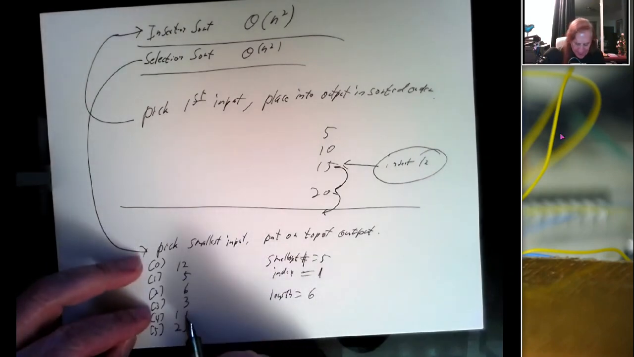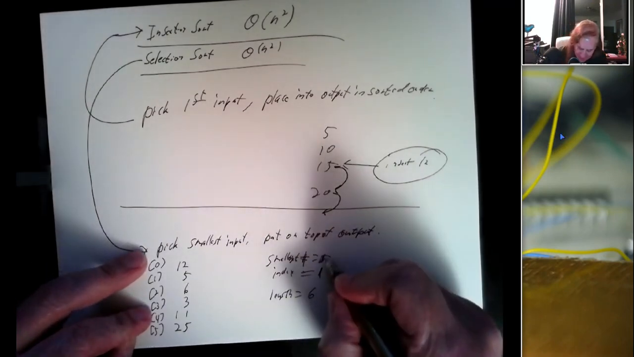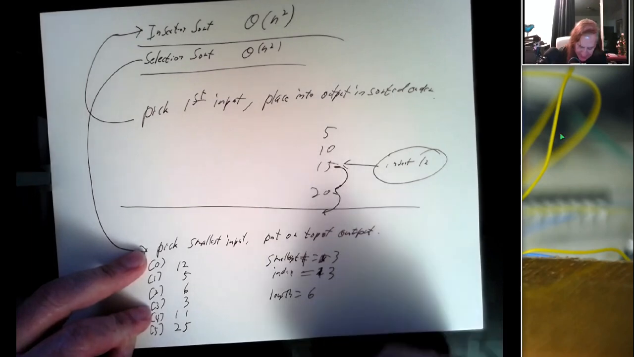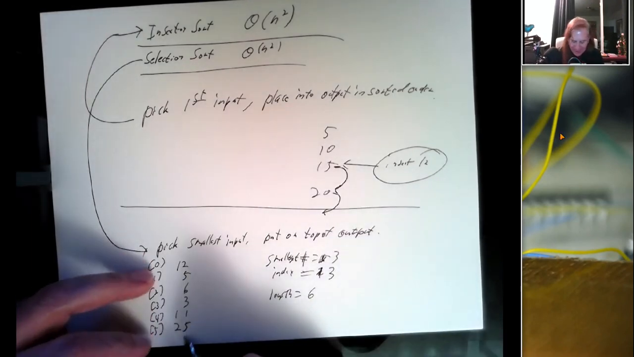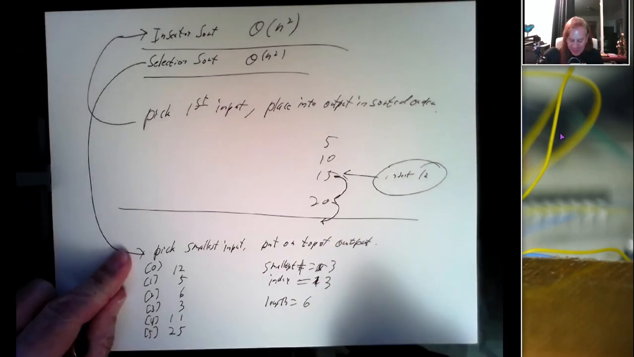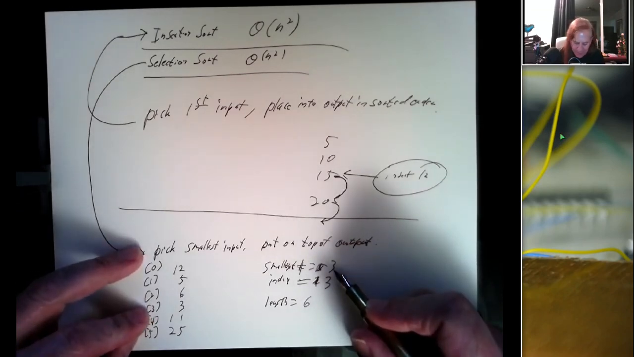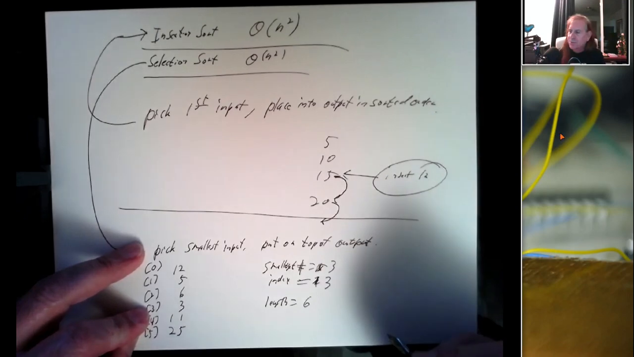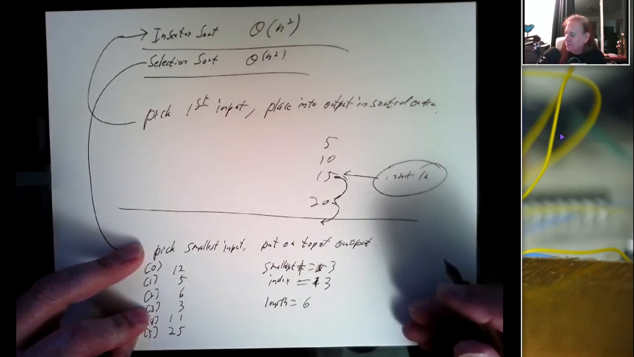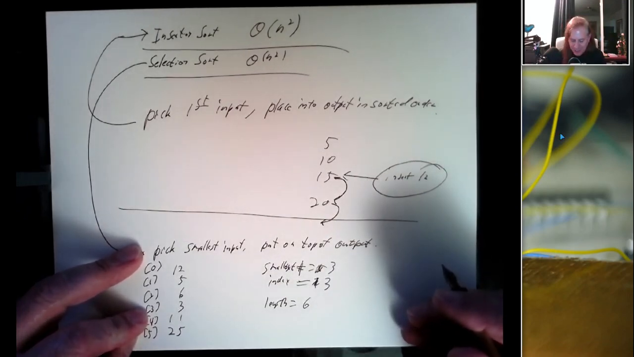So we come down to the end, oh, there's a 3. That's a number 3 with an index of 3. That's even smaller than 5. 11, 25. Okay, we're done. We've gone through. We've made 1 pass. We found the location and the value of the smallest number. So we copy that to our output array, output array bracket size plus 1 equals that number.